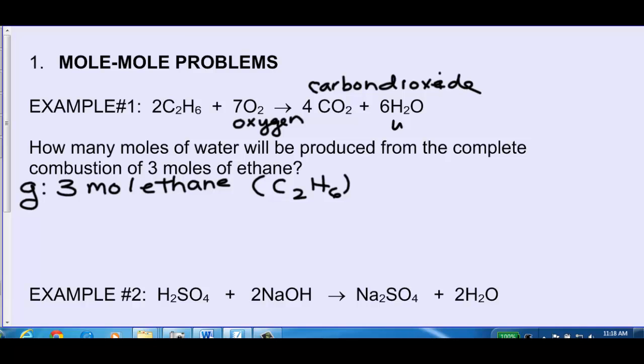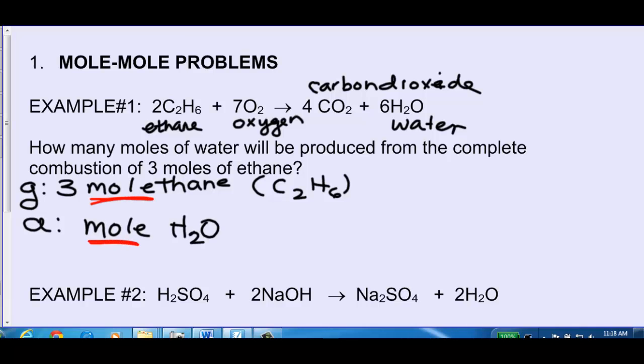And this thing's called water. So probably the thing that you didn't know the name of would be the thing that we're looking for, right? That's your ethane. So given 3 moles of ethane, how many moles of water will be produced? So they're asking us for moles of water. So you hopefully can see why we call this a mole-mole problem. You're given moles of one substance and they are asking you for moles of another.